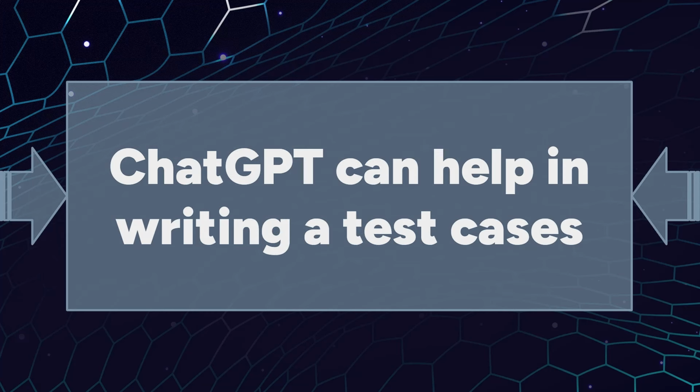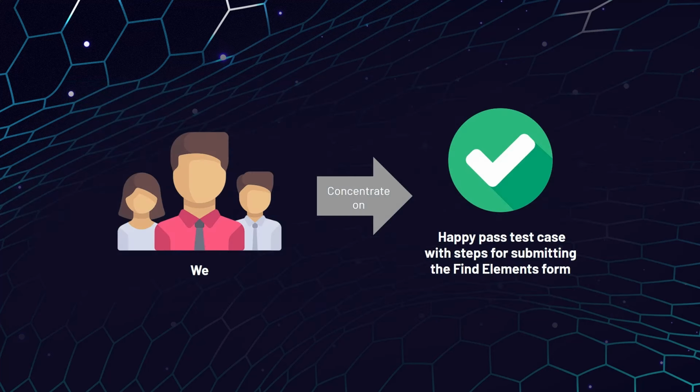To automate test cases for this form, you first need to have them. If you're working on a more formal project, you might need to write a test case with steps, and ChatGPT can assist you with it. We will not show the example of writing all test cases for such form, but concentrate on the happy path test case with steps for submitting the Find Elements form.